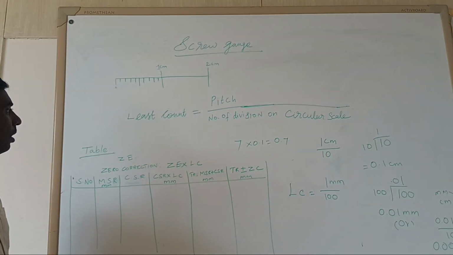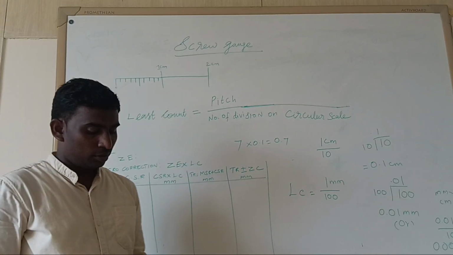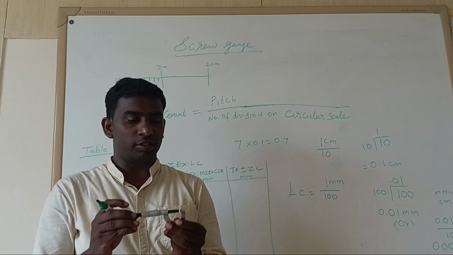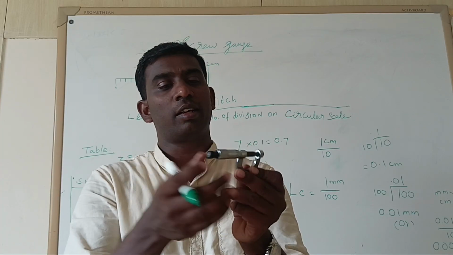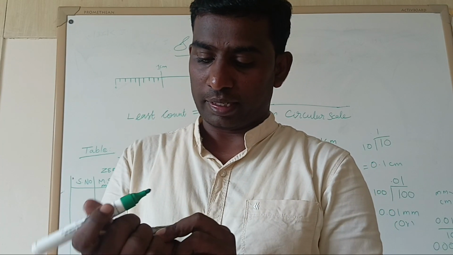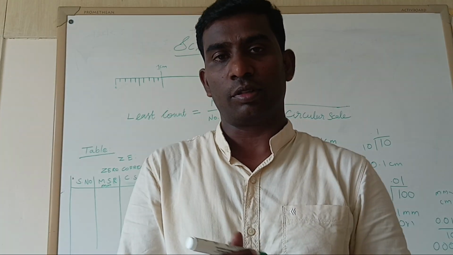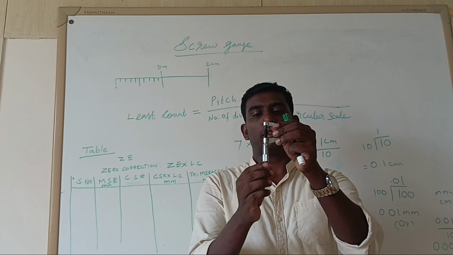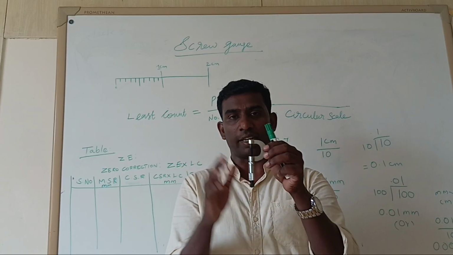So first, zero error. Zero error means what? Suppose your device is fixed like this. The pitch scale has a 0 line here, and the head scale shows a point. Whenever you keep the device vertically like this, then only you know which is the left side and which is the right side.